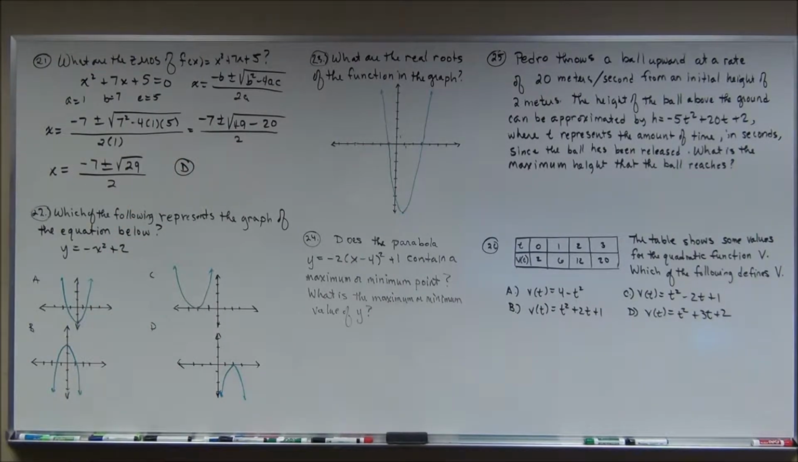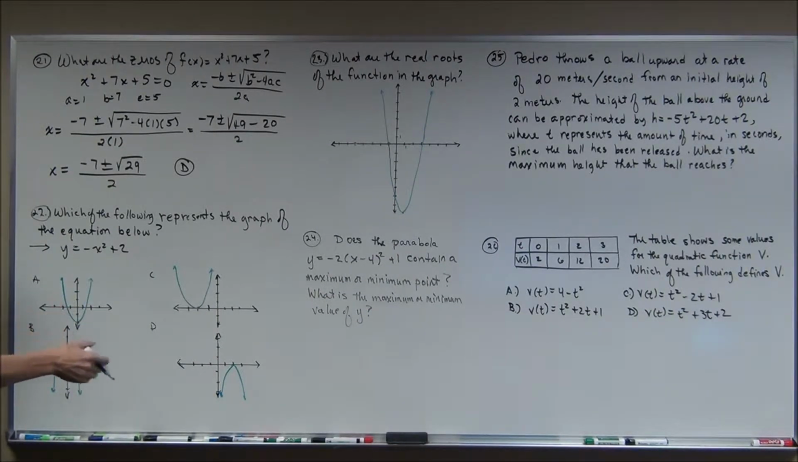Which of the following represents the graph of the equation below? And here's your equation: y equals the opposite of x squared plus 2. Now this is also a quadratic function, in that you can see that the variable x is being squared. Notice that a is negative. a is a negative 1. That means graphically that your graph opens downward.